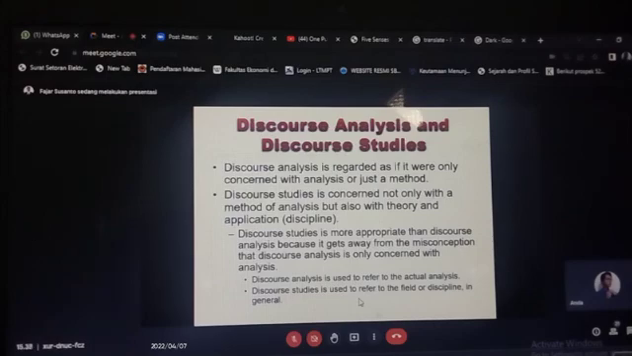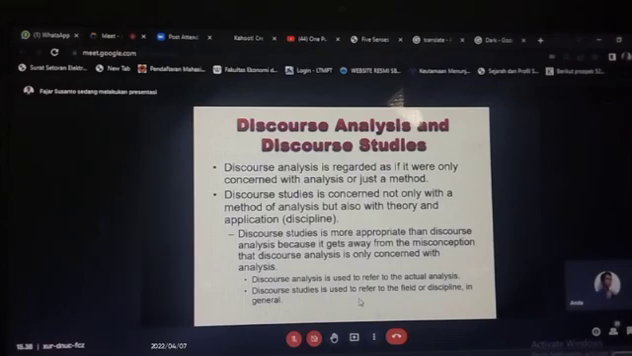In Flowerdew or maybe in Paltridge, it can be differentiated. But I think, according to me, discourse analysis and discourse studies are different terms, but they are similar, or they are synonymous. But the linguists or the discourse analysts try to find the difference: why we have to use discourse analysis and why we have to use discourse studies.